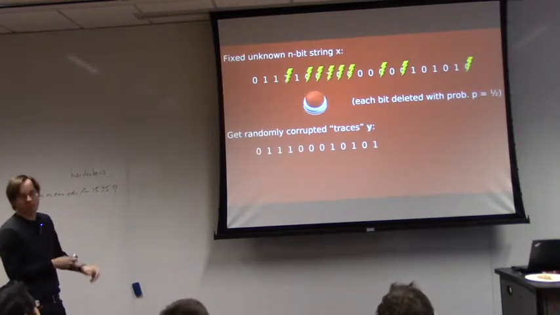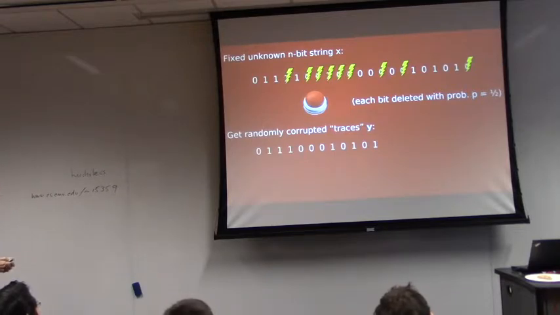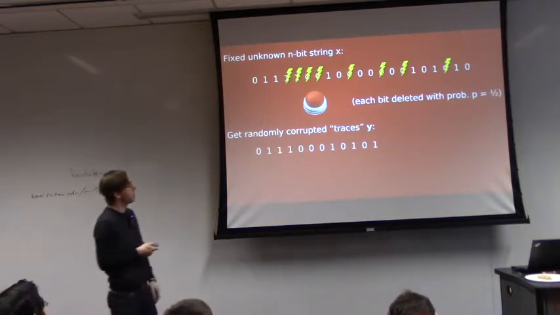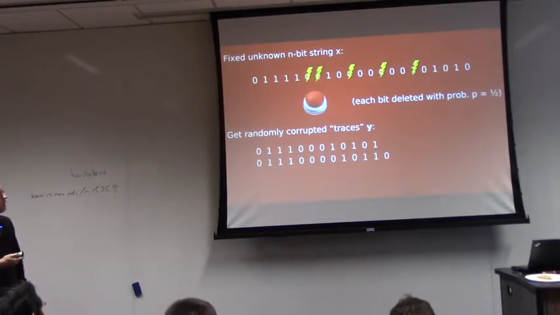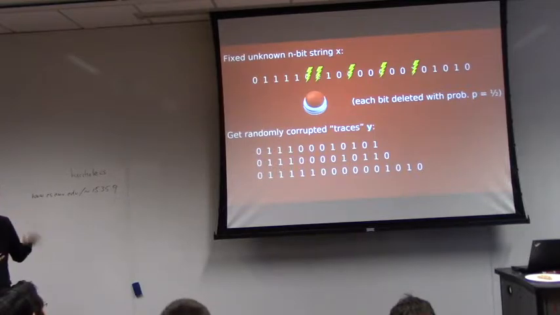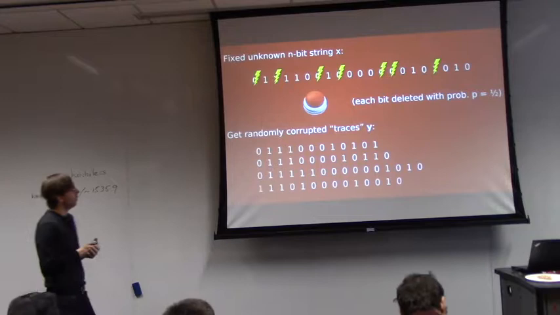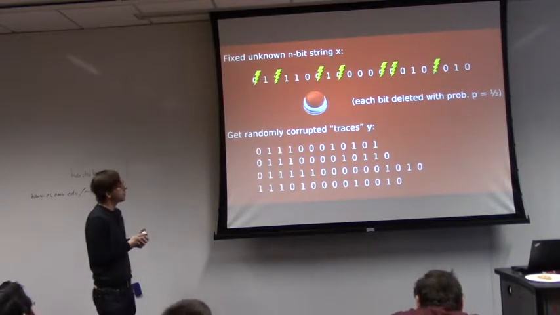Okay, and then of course you don't know what x is. Your goal is to figure out what x is. So you hit the button again, and lightning strikes a different half of the bits, and you get this string, possibly of a different length. You hit the button again, you get some other string. You hit the button as many times as you want, and at some point you have to guess what x is. So these are all your traces.